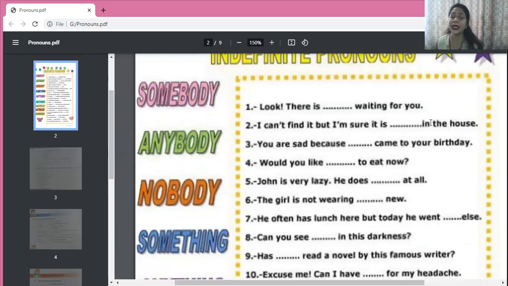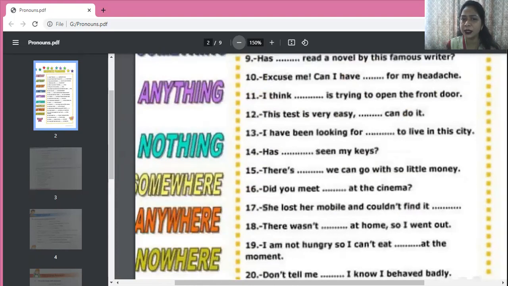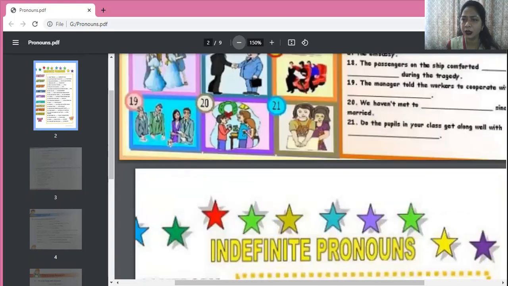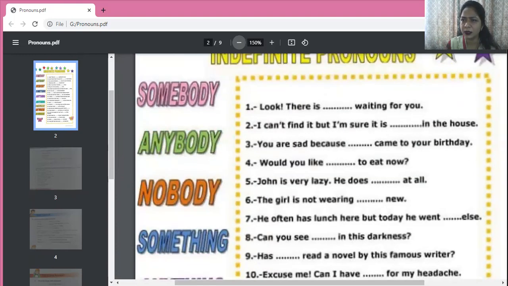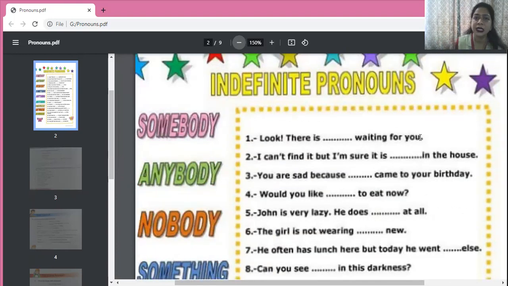So now we come to indefinite pronouns. Now, what are indefinite pronouns? Indefinite means something which is not definite, which is not sure. When you are not sure about something, that is indefinite. So the words like somebody, anybody, someone, anything, nothing, somewhere, anywhere, when we use these words, we are not sure about the person, thing, or place.